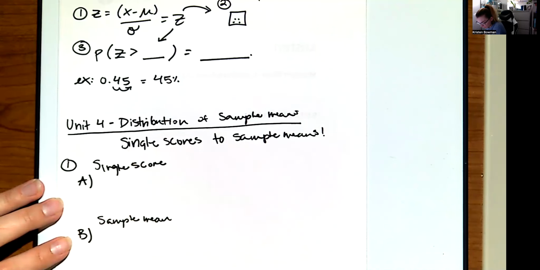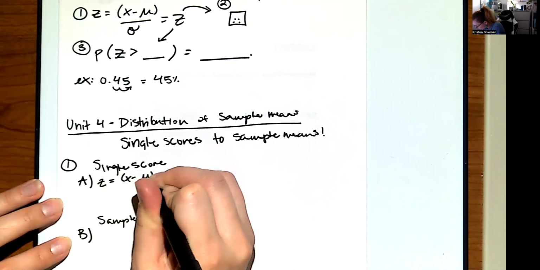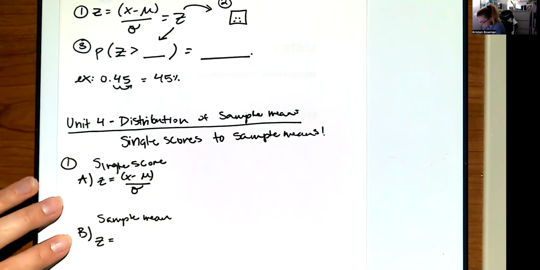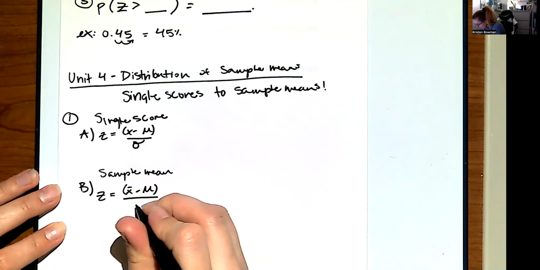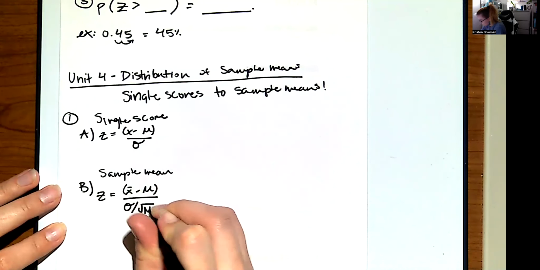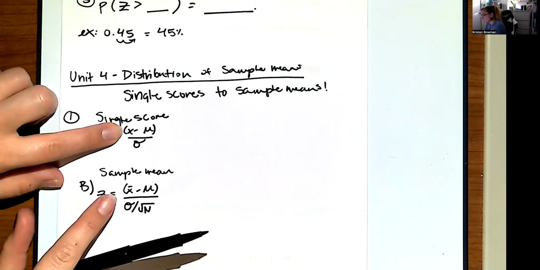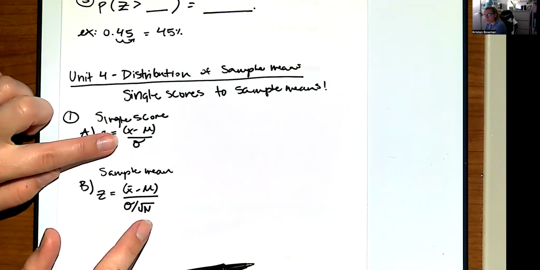So like we did in unit 3, single score is Z equals X minus mu over sigma. Cool. Whereas for sample mean, the formula is a little different now. We have Z equals X bar minus mu over sigma divided by the square root of n. Now we have added this right here. So it's pretty much the same equation, except we've replaced X with X bar, and we have added the square root of n.